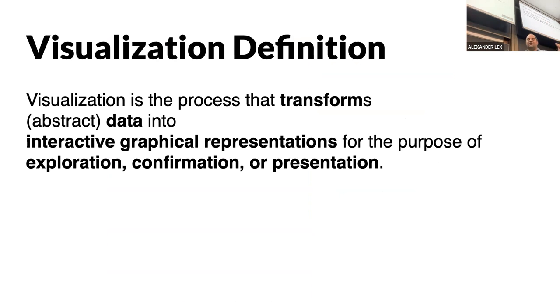Visualization is a process that transforms abstract data into interactive graphical representations for the purpose of exploration, confirmation, or presentation. So that's a little bit more clunky than the previous definition, but it contains a few interesting things. So it's about the process that transforms data into something, right? So if we take data, it's all about data that we've collected in some form.